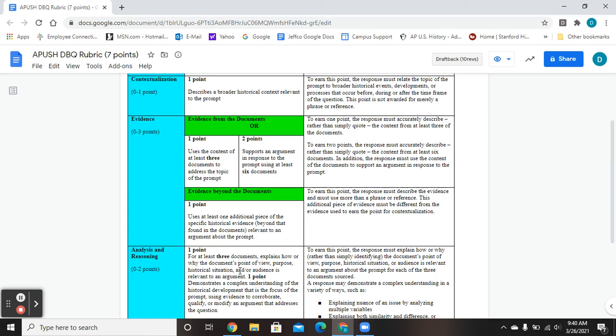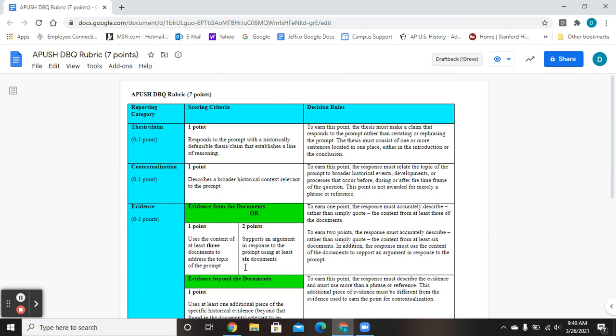you should be able to get at least 6 out of 7 points. 5 you should be able to get. If you can get 5 points on this, that's a pretty good essay.